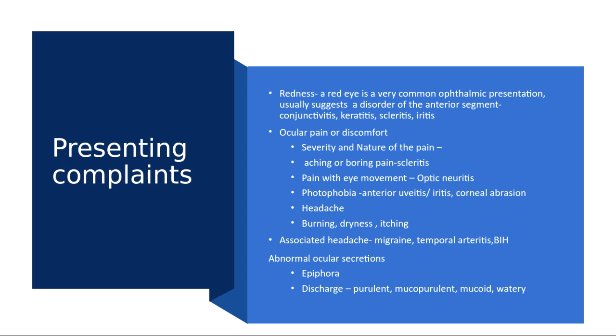So redness, a red eye, is a very common ophthalmic presentation. It usually suggests a disorder of the anterior segment, right? And of course, as I said, the anterior segment includes your conjunctiva, keratitis, your cornea, scleritis, scleroiritis. It's the iris and uveal tissue.